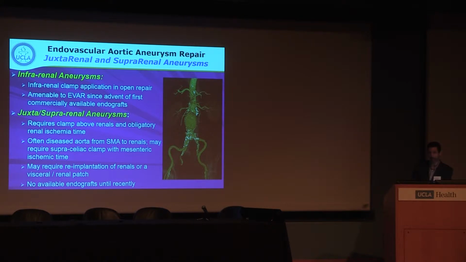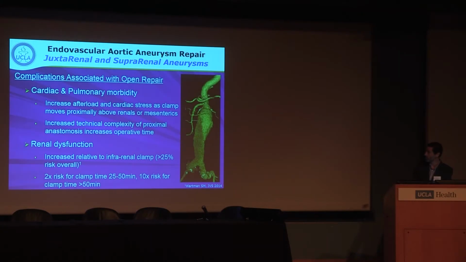This obviously obligates the patient to some renal ischemia time. Often the aorta between the renals and the SMA is diseased as well, so sometimes we're actually doing supraceliac clamps for these patients with an open fashion. And the complexity of these procedures is obviously hard as well. Obviously, there are times where you have to reimplant renals or do a visceral and renal patch to achieve the aneurysm repair. And finally, there have been no available endografts for these types of aneurysms until a couple years ago.